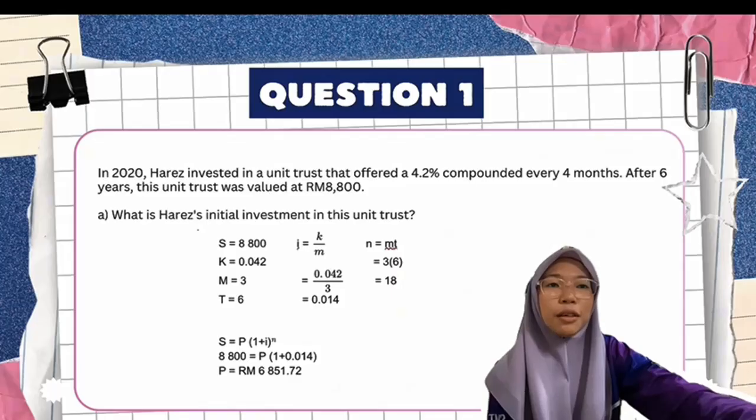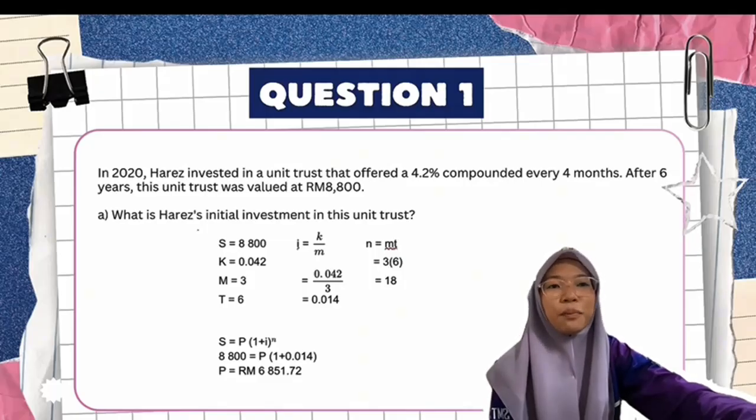To begin, the final amount after 6 years is 8,800 ringgit. The annual interest rate is 4.2%, which we write in decimal form as 0.042. Because the interest is compounded every 4 months, we first find out how many compounding periods there are in a year. Since a year has 12 months, dividing 12 by 4 gives us 3 compounding periods per year. Next, we calculate the interest earned in each of these periods. To do this, we take the yearly rate 0.042 and divide it by the 3 compounding periods. This gives us 0.014, meaning the investment grows by 1.4% during each compounding cycle.